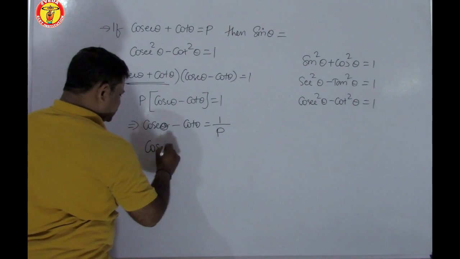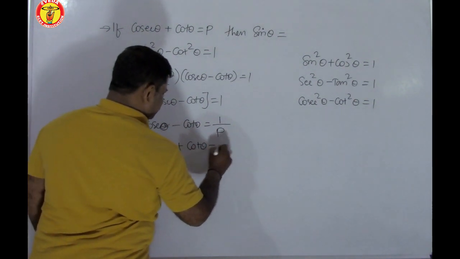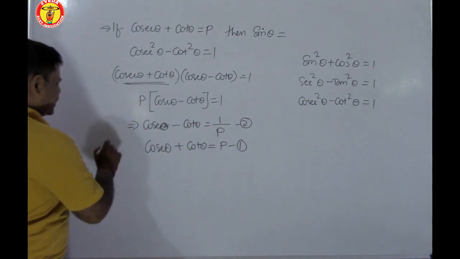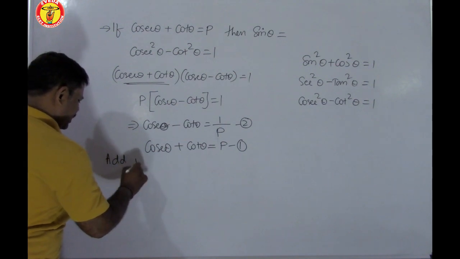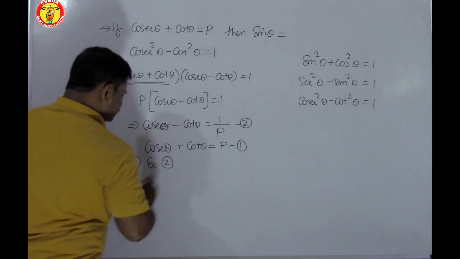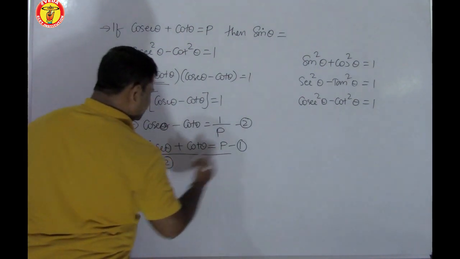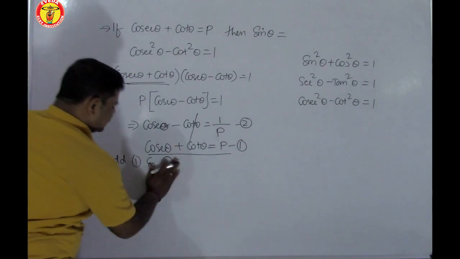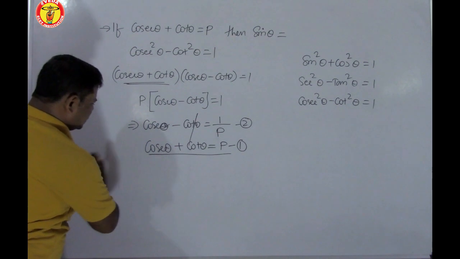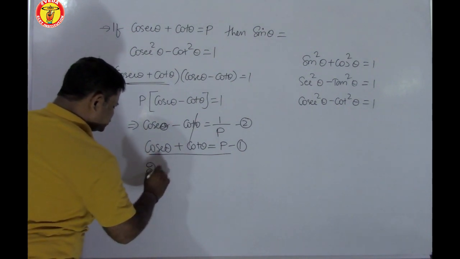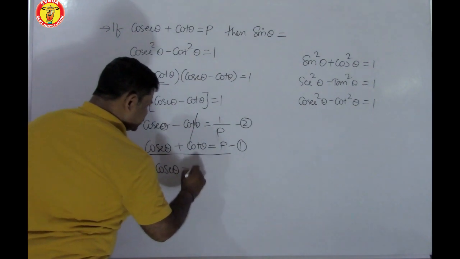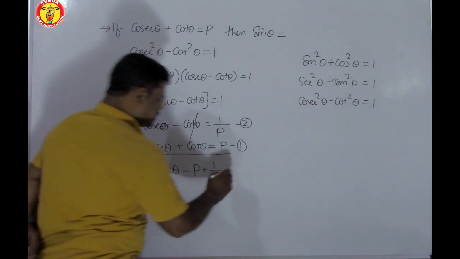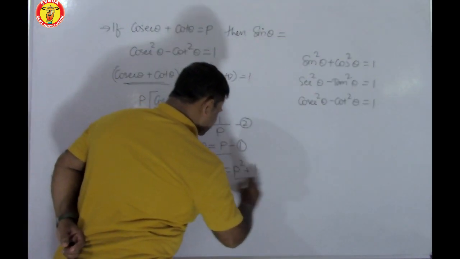The question that was given, we are going to consider as 1, and this as 2. Add 1 and 2. Then what will it become? When we add these two, plus cot and minus cot get cancelled. What is the remaining value? Cosecant theta plus cosecant theta is 2 cosecant theta, which is equal to P plus 1 by P. P plus 1 by P means P into P will become P square, so P square plus 1 by P.